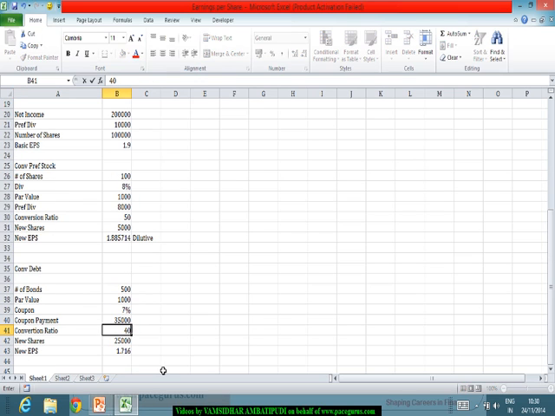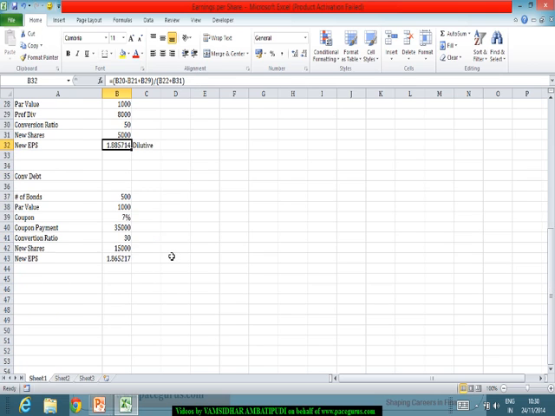Even if the conversion ratio is 40, still it is dilutive. Even if the conversion ratio is 30, still it's a dilutive security. So, okay, let me assume the conversion ratio as 30, which means it's still a dilutive security. Even this is a dilutive security. So, I'll include both of them as a part of my computation of the diluted EPS for the company.